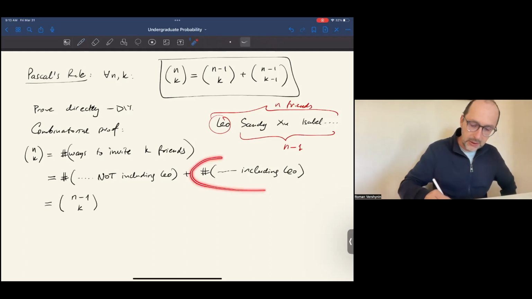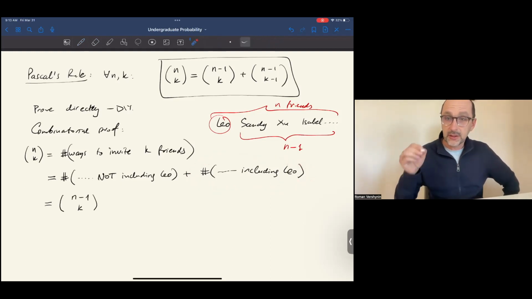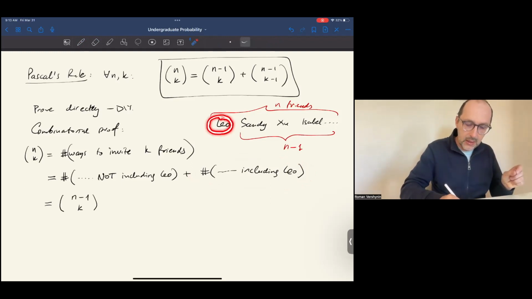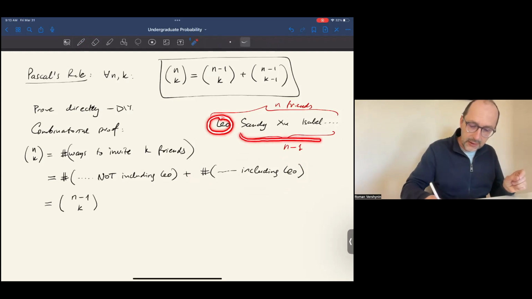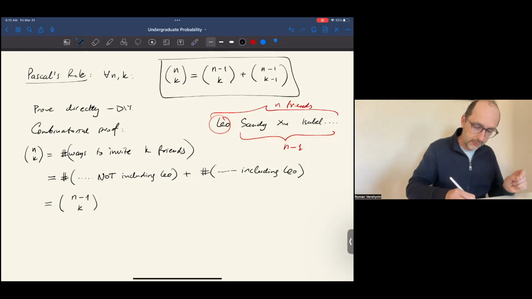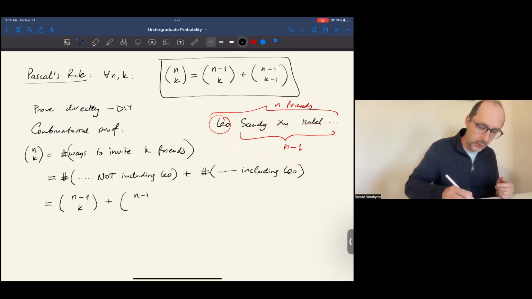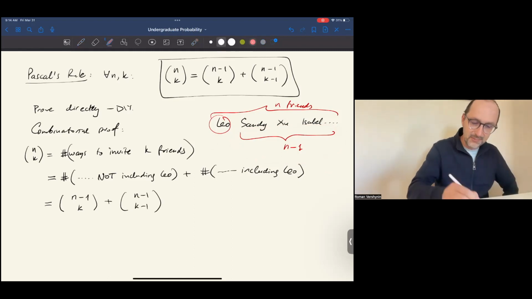Good. How many ways are there to invite the k friends, including Leo? Well, first we invite Leo already, we know that. And now we need to decide who else to invite from n minus 1 friends. We already invited Leo, so we have to invite just k minus 1 more friends. Done. We proved Pascal's identity.